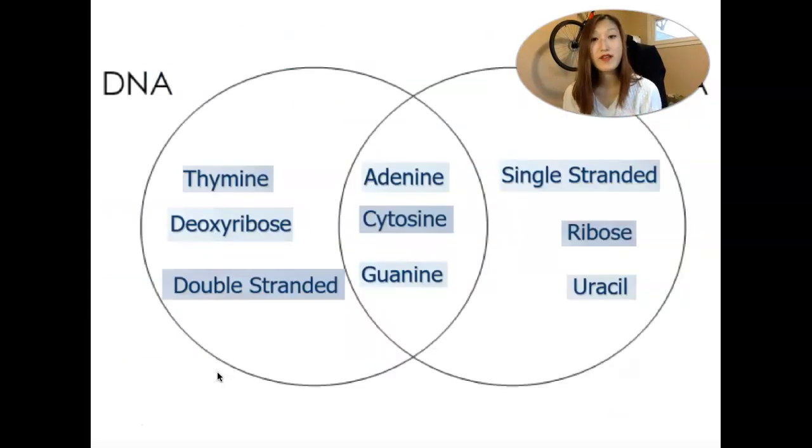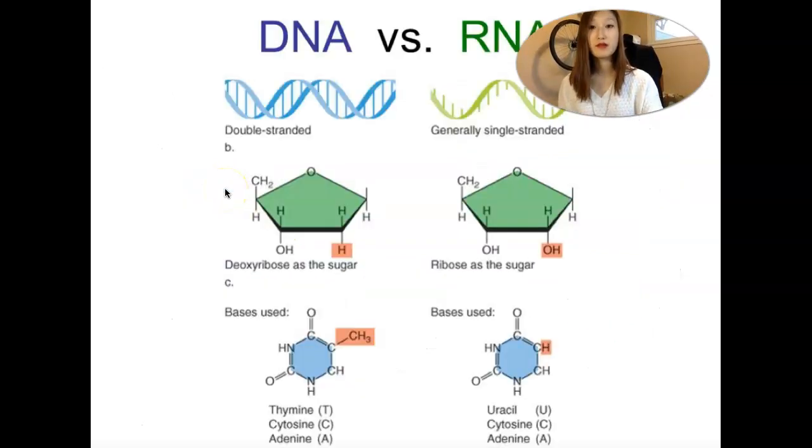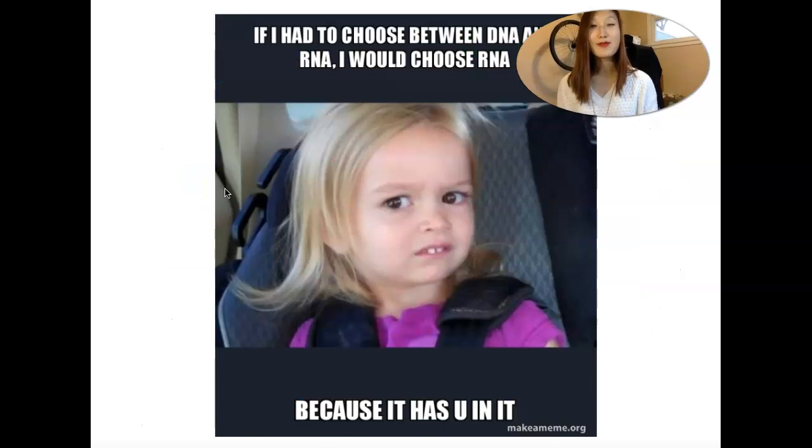So you can take a look at this Venn diagram and see DNA and RNA both have A, C, and G, but there are 3 differences. Double-stranded, single-stranded, deoxyribose, ribose, uracil versus thymine, okay? If you understand this meme, that is probably 1 question on the test.